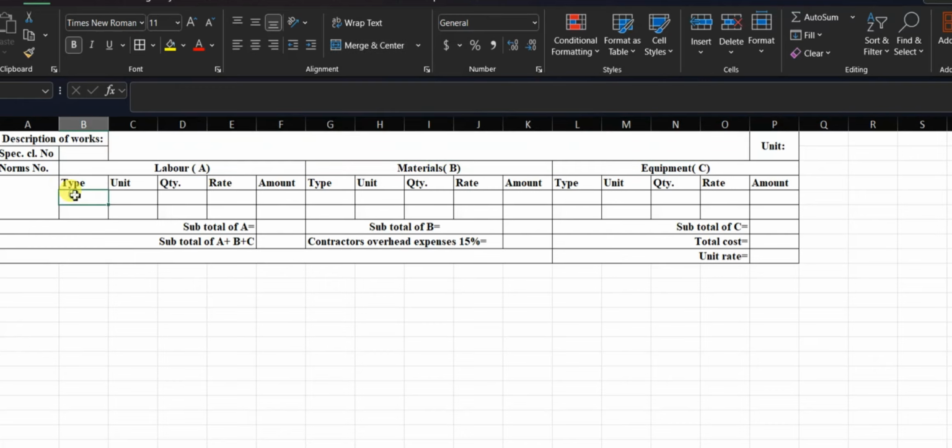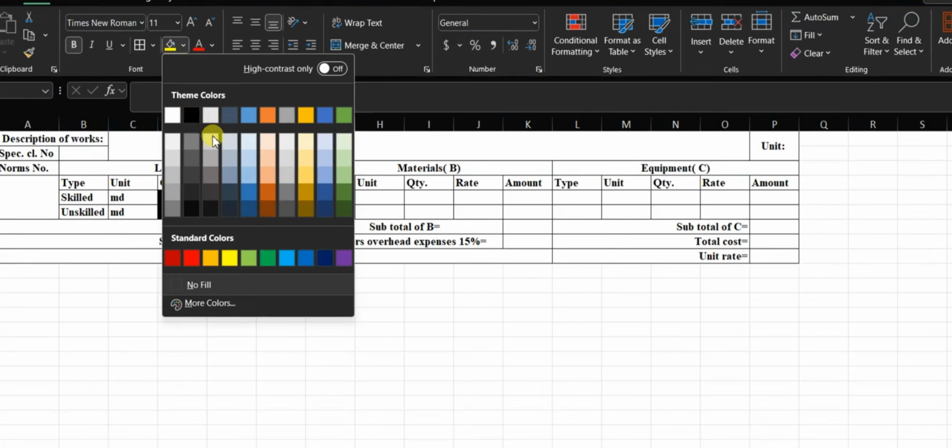So yes, what is the type of labor? Maybe skilled, or maybe unskilled. What is our unit? Generally it's man day, right? So for the quantity, you have to determine it from the norms. If it is for a road project, that may be from your DOR, or it may be from the DUDBC. So what is the rate? The rate you determine from district rates. So these two things you have to fill.